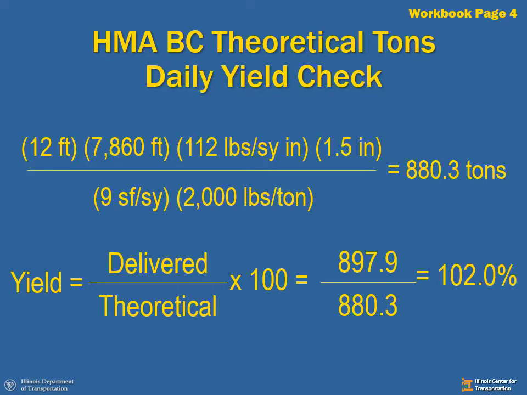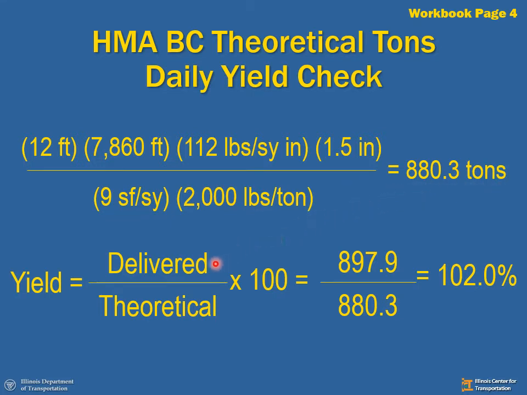On workbook page 4, we have an example calculation. The numbers that we've plugged in, you will see next on a field book entry. We had a 12-foot paving lane, 7,860 feet long. We're using 112 pounds per square yard inch. We have a 1.5 inch thick mat. So we have our conversions down here, 9 and 2,000. We calculate a theoretical tonnage of 880.3 tons.